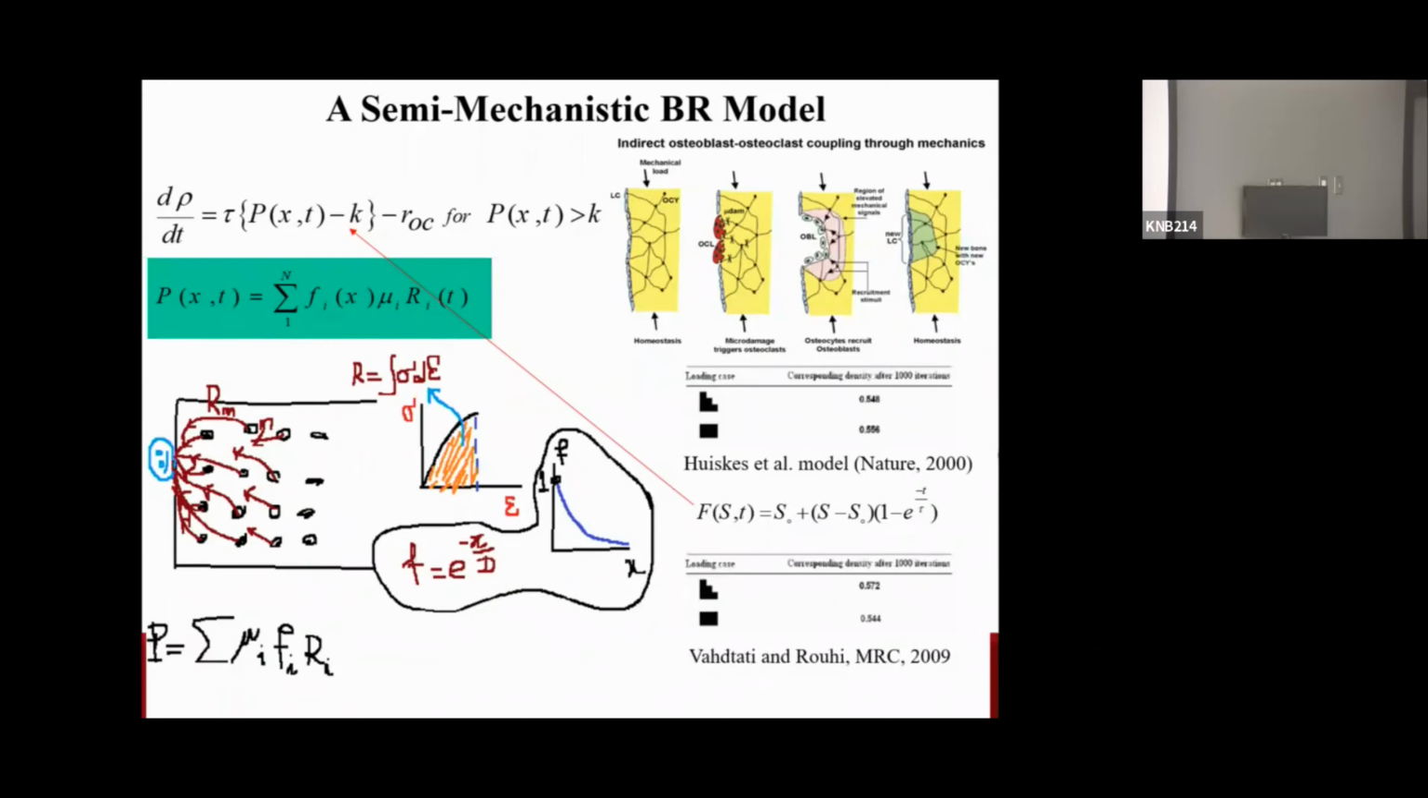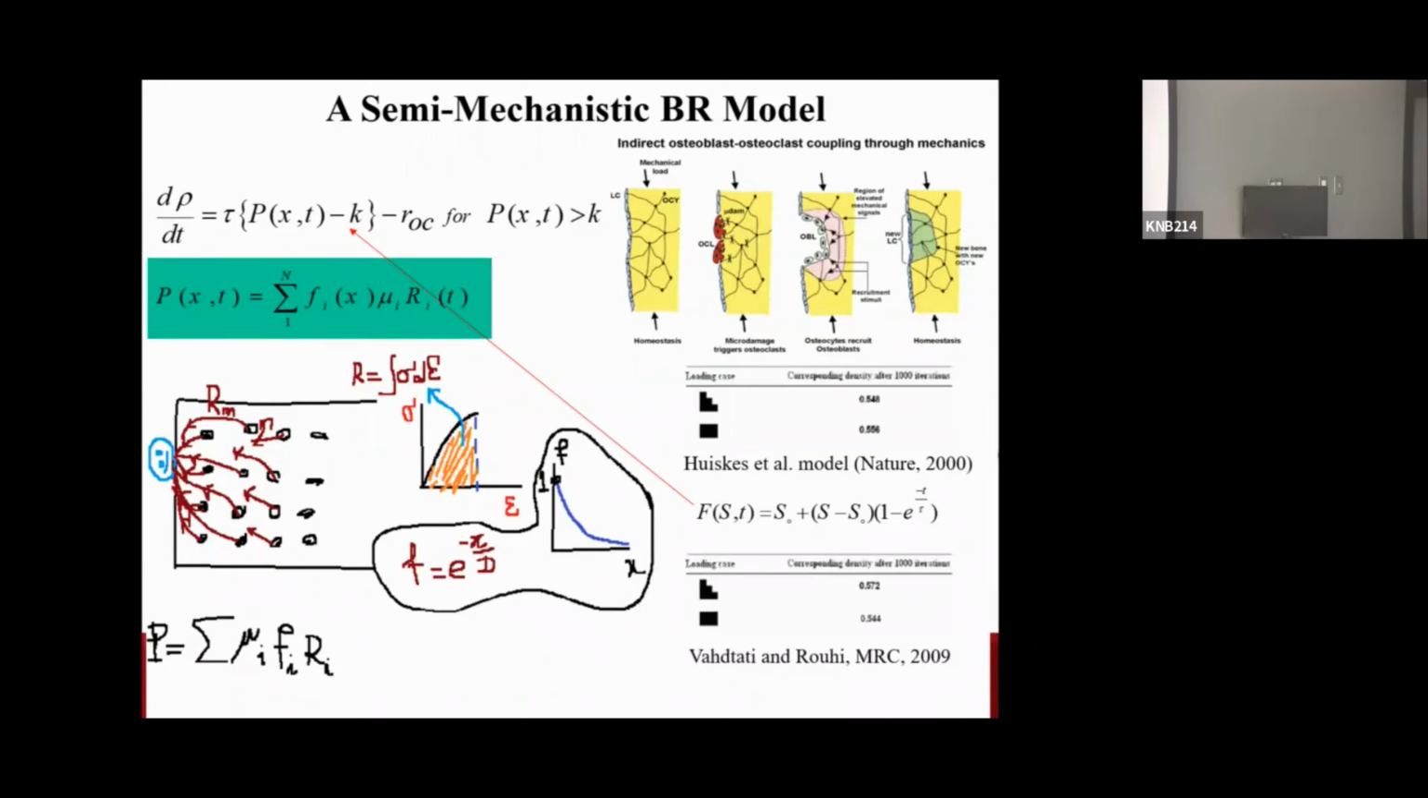We have a common sense about this equation, right? But the beautiful point about this equation is the first term. The first term, I mean here, this P. They've assumed that this P is the stimulus which initiates and dictates the activity of osteoblast. But what's this P? This P is sigma f_i mu_i R_i. I'll explain the physics of this.